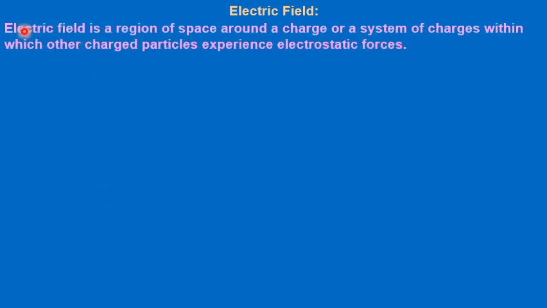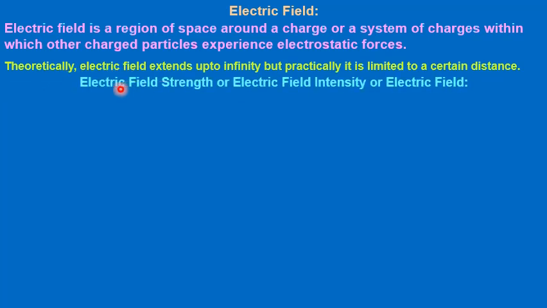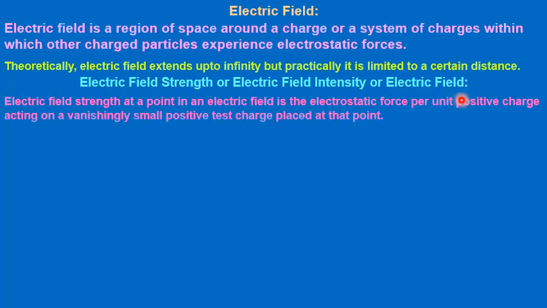Electric field. Electric field is a region of space around a charge or a system of charges within which other charged particles experience electrostatic forces. Theoretically, electric field extends up to infinity, but practically it is limited to a certain distance. Electric field strength or electric field intensity of electric field. Electric field strength at a point in an electric field is the electrostatic force per unit positive charge acting on a vanishingly small positive test charge placed at that point.